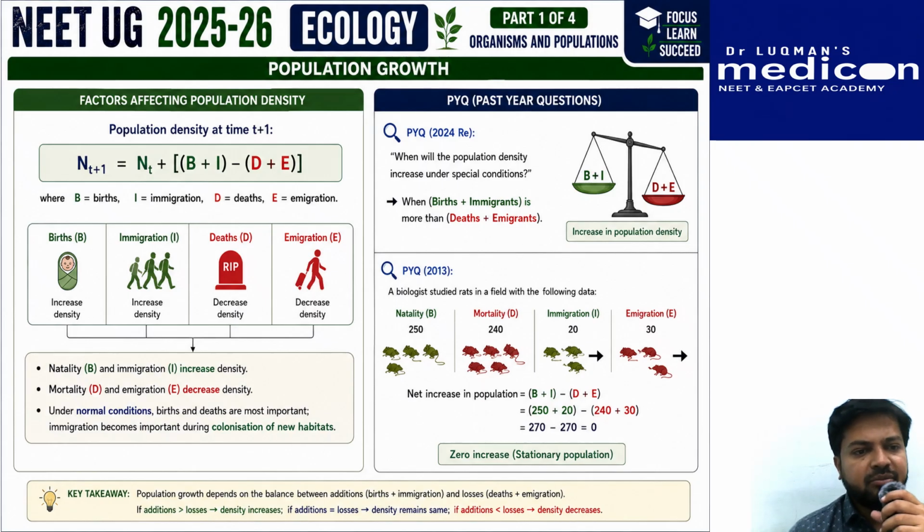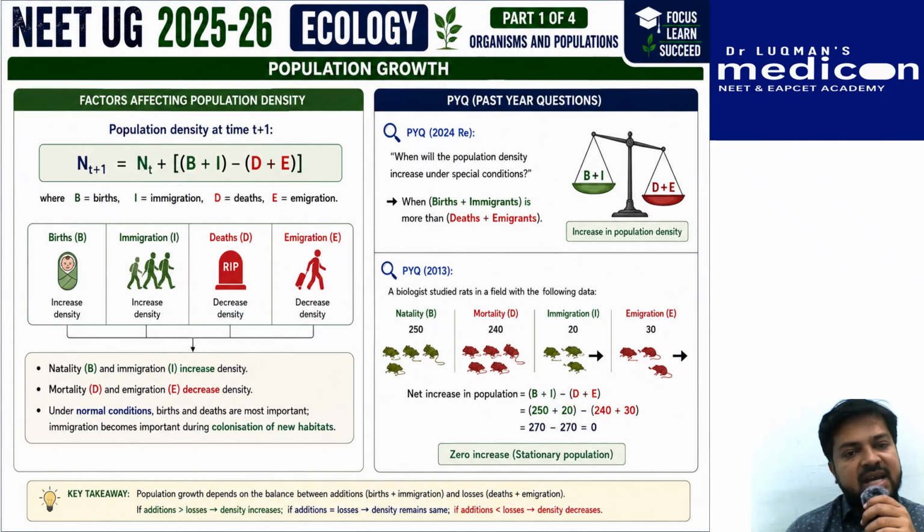Let's see. Natality, that is B, and immigration increase the population. Under normal conditions, births and deaths are most important. Immigration becomes important during colonization of new habitats. Previous year question: when will the population density increase under special conditions? When the births plus immigrants is more than the deaths plus emigrants. This is called an increase in the population.